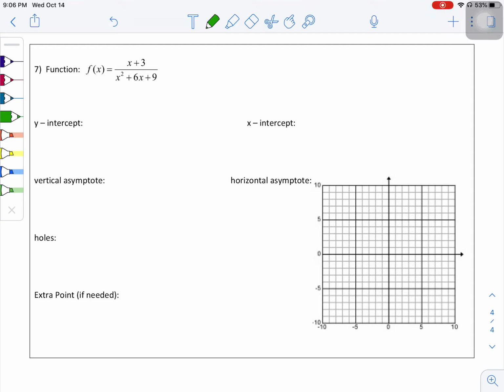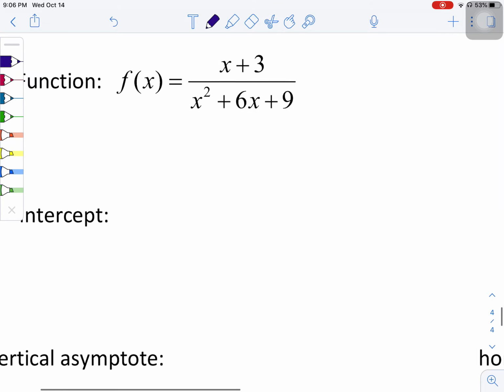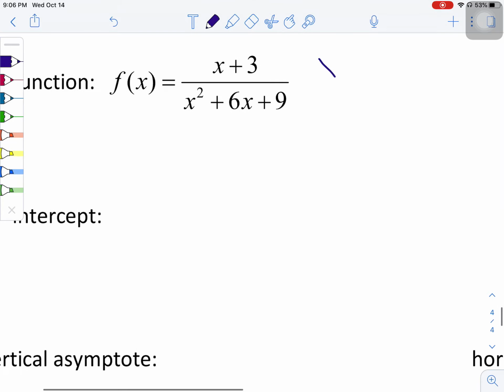All right, problem number 7 is the last problem on the practice sheet, so that's what we're going to jump into right now. First thing I want to do is factor it. So let's see, x plus 3 is obviously not going to factor. The denominator is x plus 3 times another x plus 3.